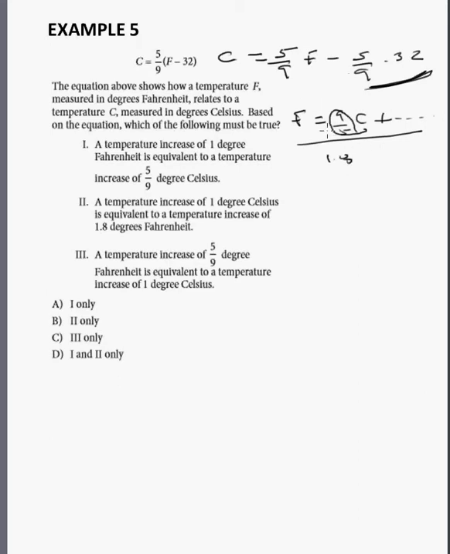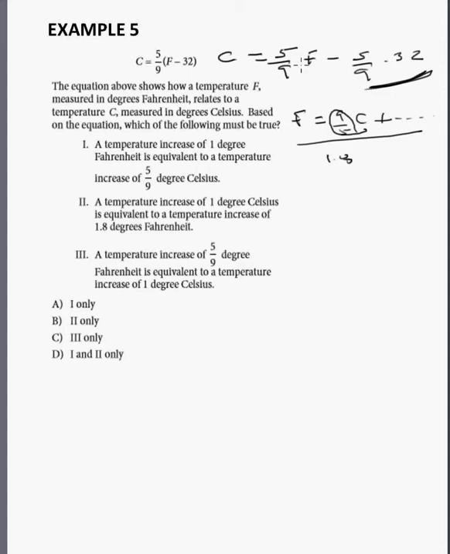I want you to understand these basics even before you go for any examination. In case you see them, then you can deal with them. So let's come back and take a look at the conditions here. The first condition is this: a temperature increase of 1 degree Fahrenheit is equivalent to a temperature increase of 5 over 9 degrees Celsius. Is that true?